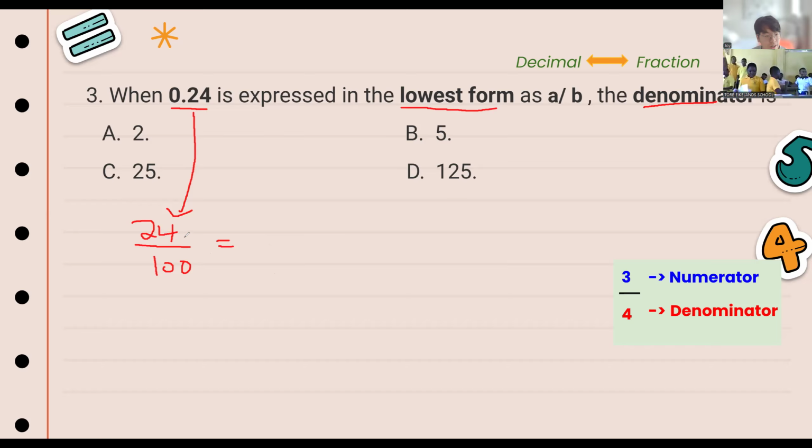Yeah, you can try to cancel the numerator and the denominator by dividing by 4. This becomes 6 over 25 because 100 divided by 4 is 25. 24 divided by 4 is 6. And do you think this is the lowest form of 0.24?